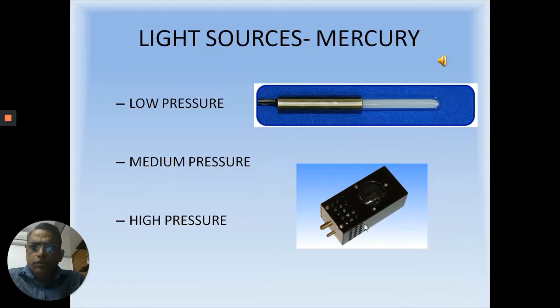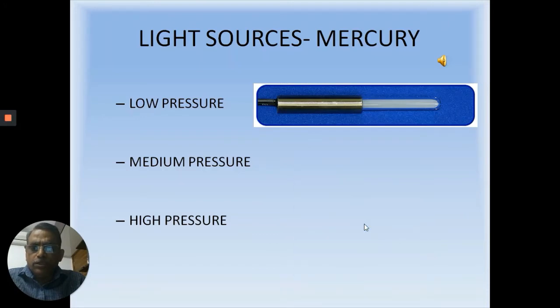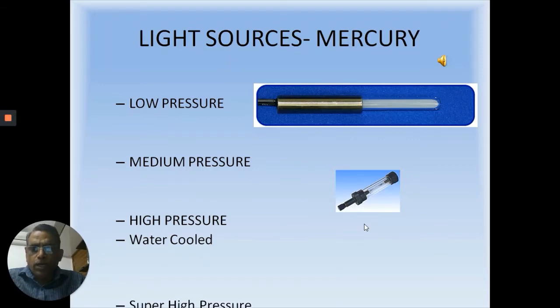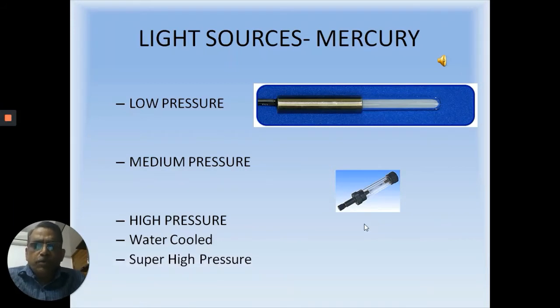We also have two other classes of lamps, called the water cooled lamps and the super high pressure lamps. They don't find any application in the laboratory, but for the sake of completeness of the entire family of mercury lamps, I have given you the information on the water cooled and super high pressure mercury lamps. Out of this family, the low pressure, medium pressure and high pressure lamps will find application in photophysical and photochemical experimentation.